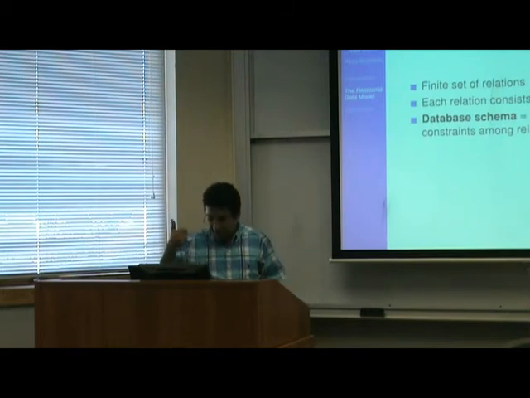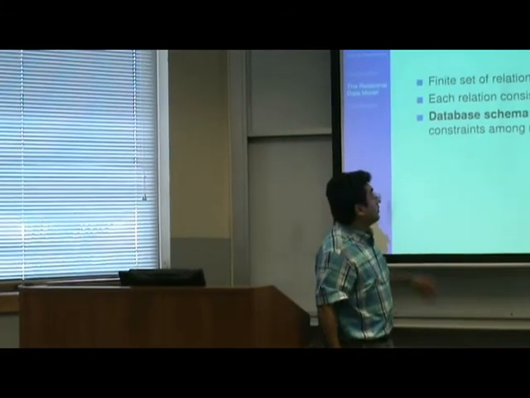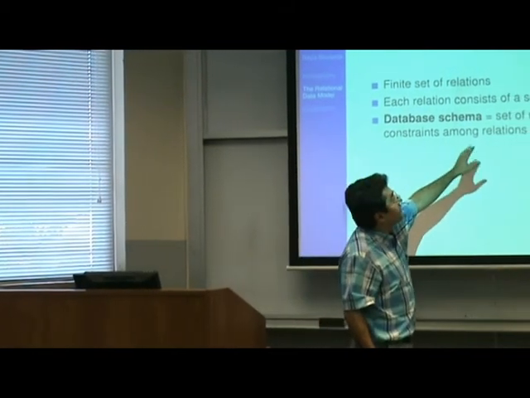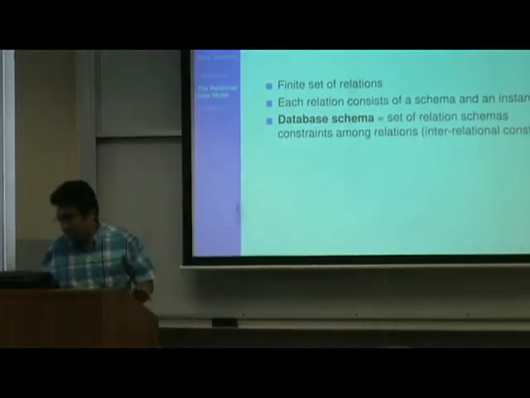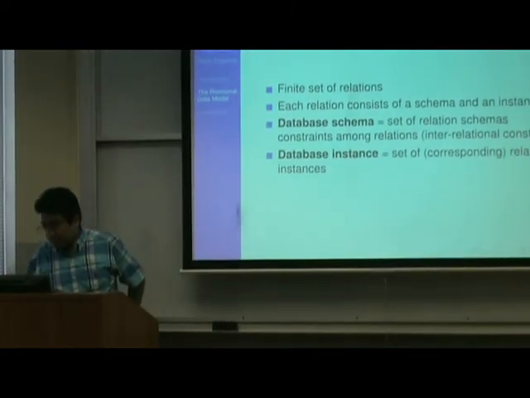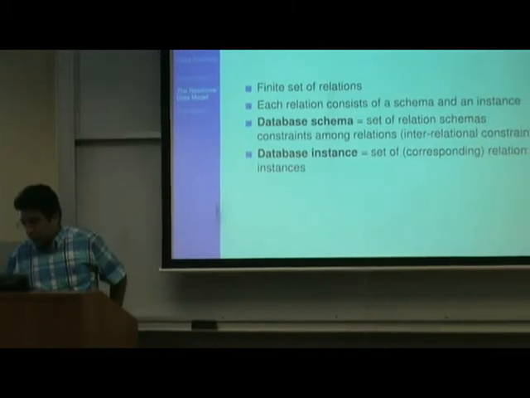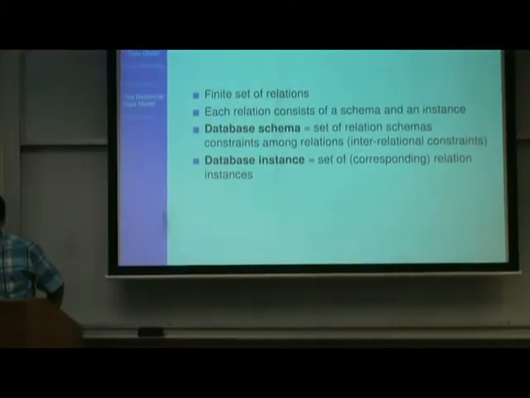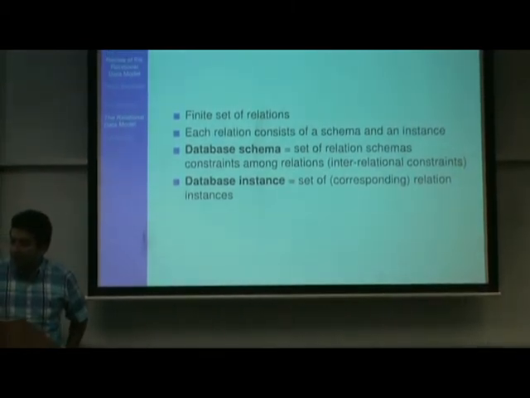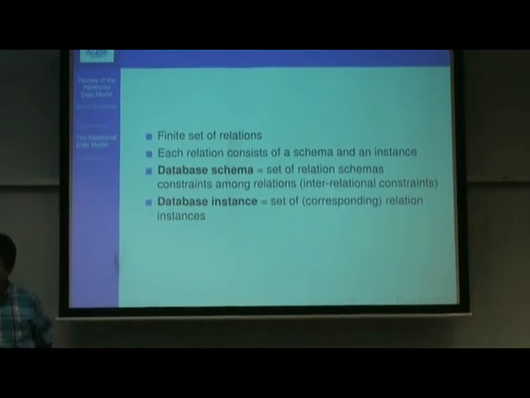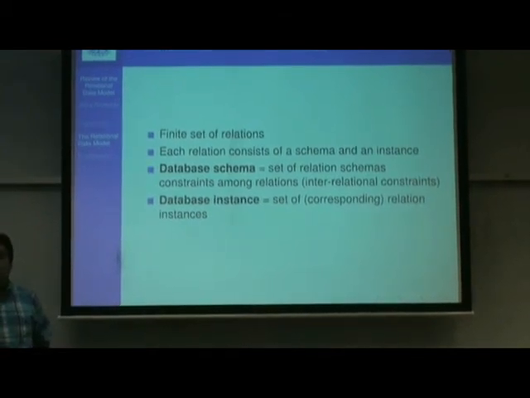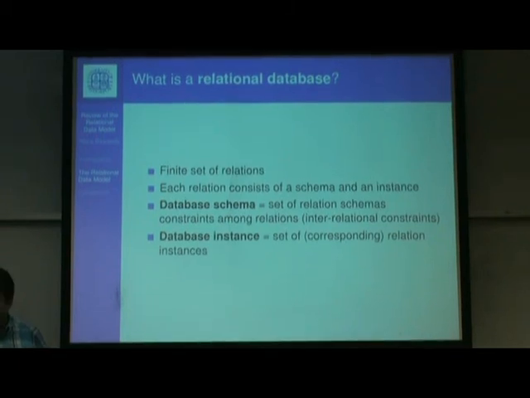Okay, these constraints are part of the database schema. So the database is formally defined in terms of a set of relations, each with a specific schema and instance, and the database schema is the relationship between those relations. A database instance is a set of corresponding relation instances that respect those constraints you have defined before.